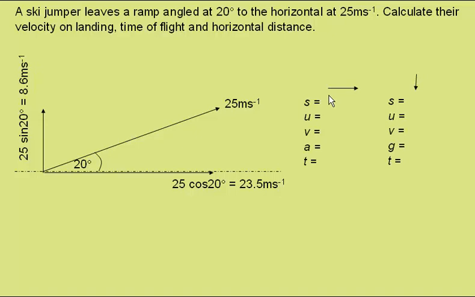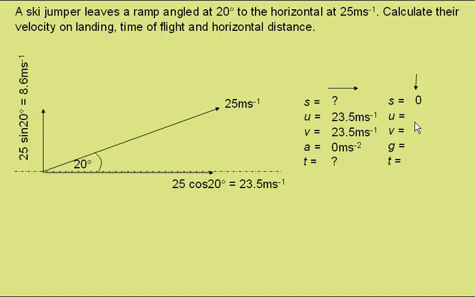Now to gather my data in the horizontal and vertical directions. My horizontal displacement is something I need to find. My initial horizontal velocity I've found here, 23.5 meters per second. Ignoring air resistance, the final horizontal velocity will be the same, meaning acceleration is 0 meters per second squared, and this time I need to find the time of flight. My vertical displacement will actually be 0. The skier will go away and then back to their initial vertical height.